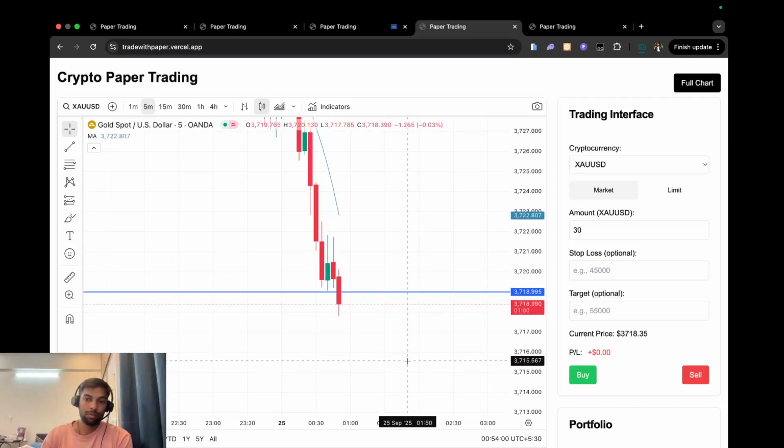So let's see. Let's wait for the candle to close. It is not giving us a single entry point, but we will wait for a candle to close.